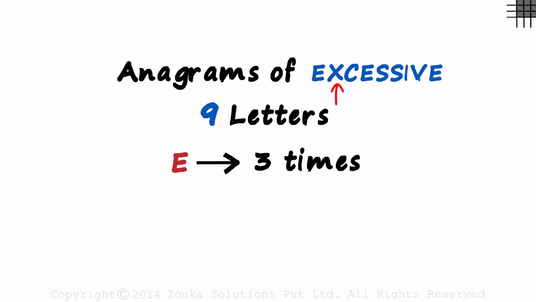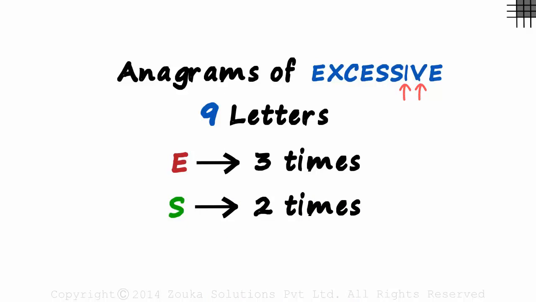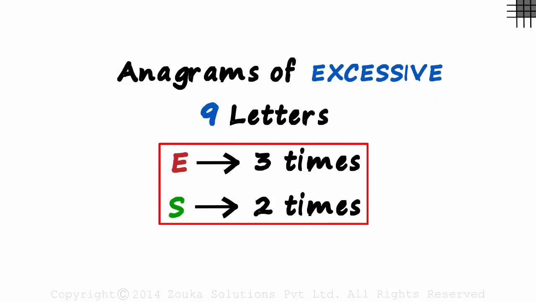Now we can move on to the second letter. It's X. It appears just once. What about C? Just once. E is already considered. S, it appears twice. S appears 2 times. I and V appear just once. And the last E has already been considered. Once this is ready, getting to the answer is very simple.